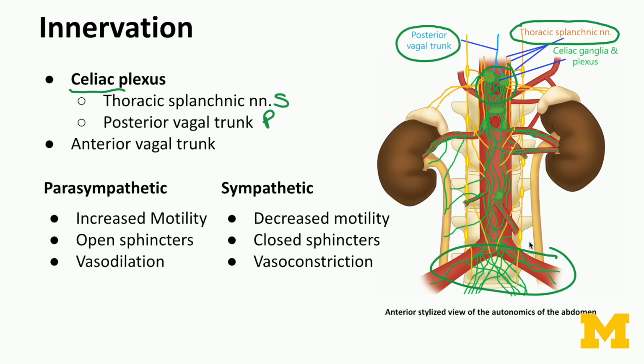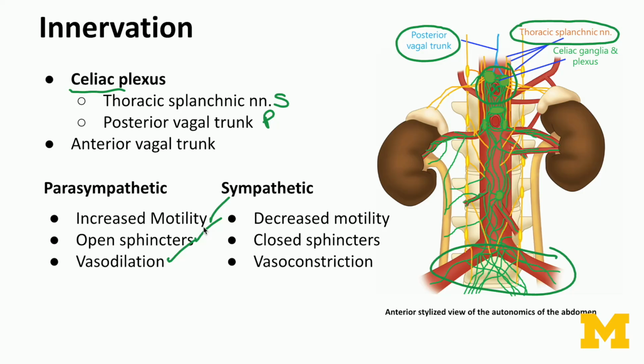Now, in terms of these divisions, parasympathetic versus sympathetic, recall that the parasympathetic is the rest and digest. So this is going to be the component that is active during digestion. And so with parasympathetic stimulus, we have increased motility of the gut tube, open sphincters along the gut tube, and vasodilation, or we have the wide opening of the vasculature which serves the stomach.